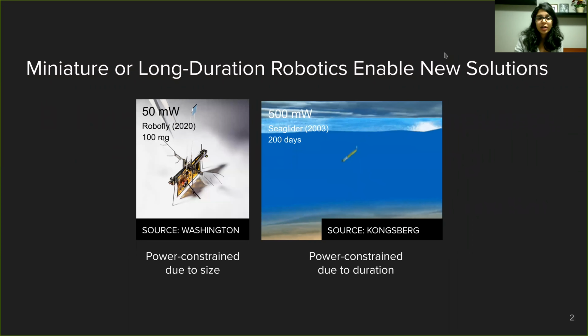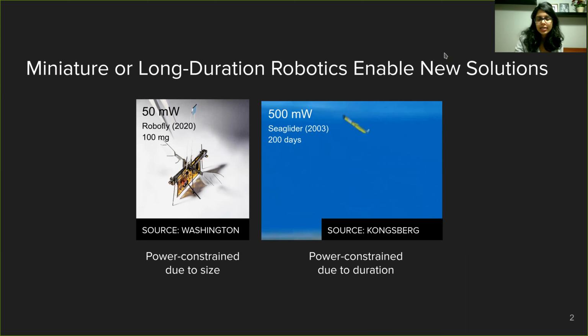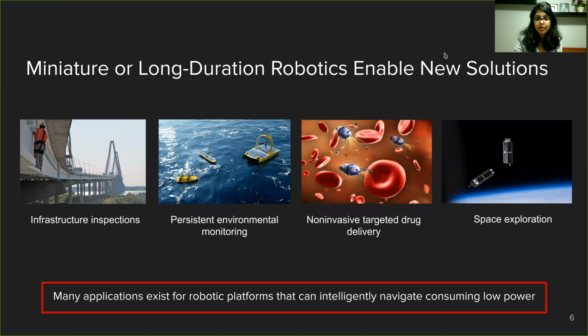There's been interest in developing robotic platforms that are either very tiny in size, such as the RoboFly, which weighs in at 100 milligrams, as well as robotic platforms that can go on very long duration missions, such as a sea glider, which can go on missions of up to 200 days in length. Both these characteristics mean that these robotic platforms are extremely power constrained.